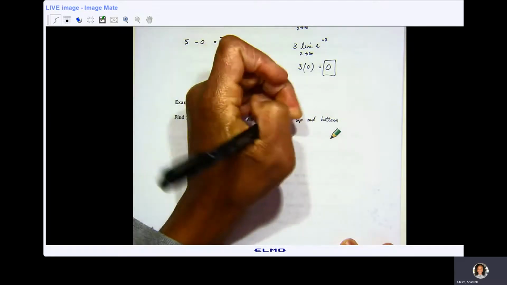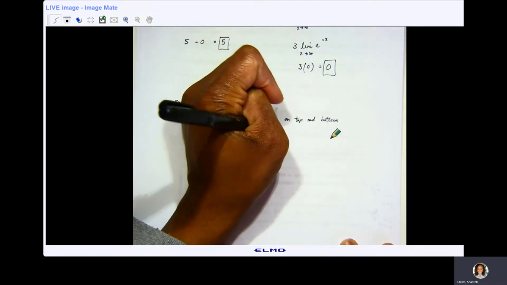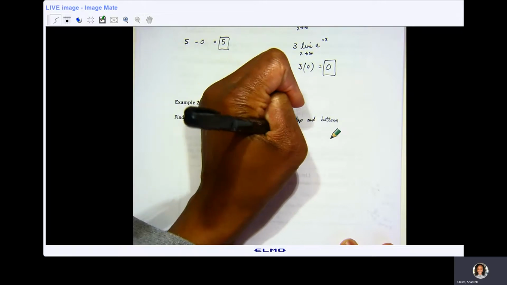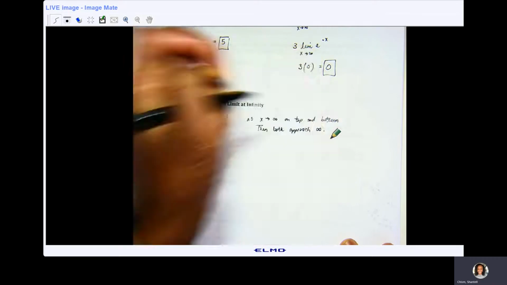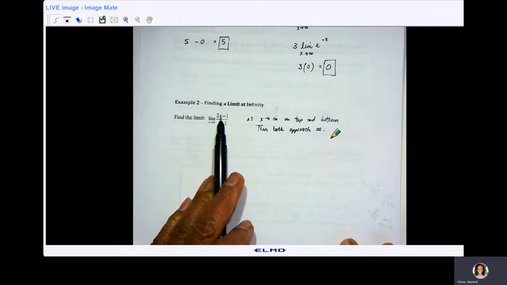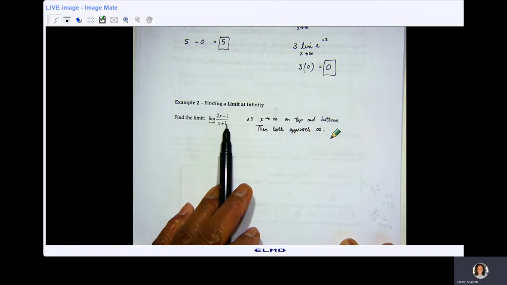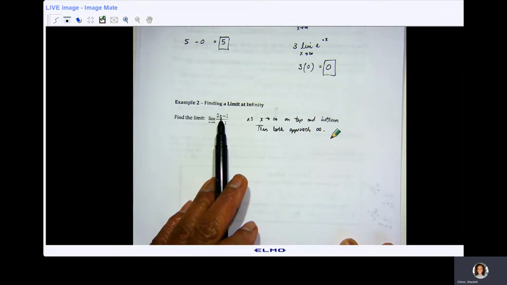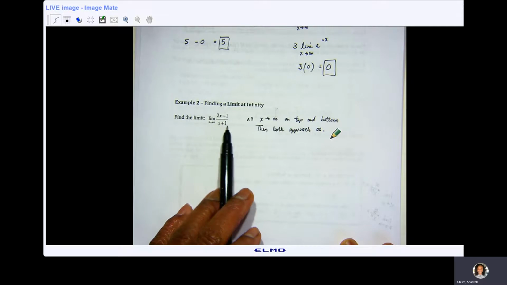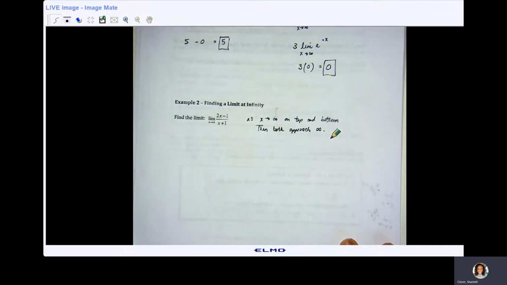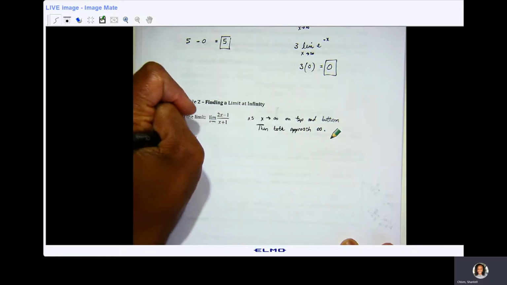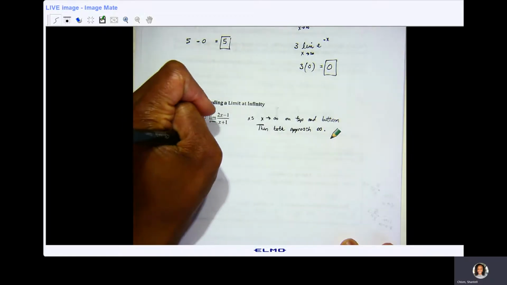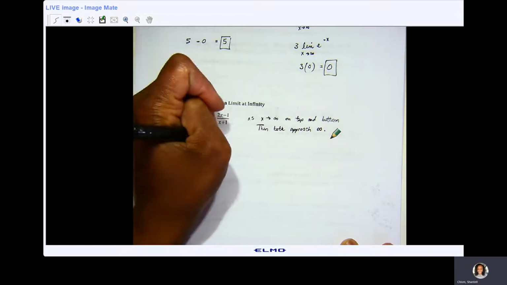then both approach infinity. If you were to replace infinity on top, or some really big number on the top here, and some really big number on the bottom here, you'd have 2 times infinity minus 1 over infinity plus 1, so you just have infinity over infinity, basically. This would result in an indeterminate form.